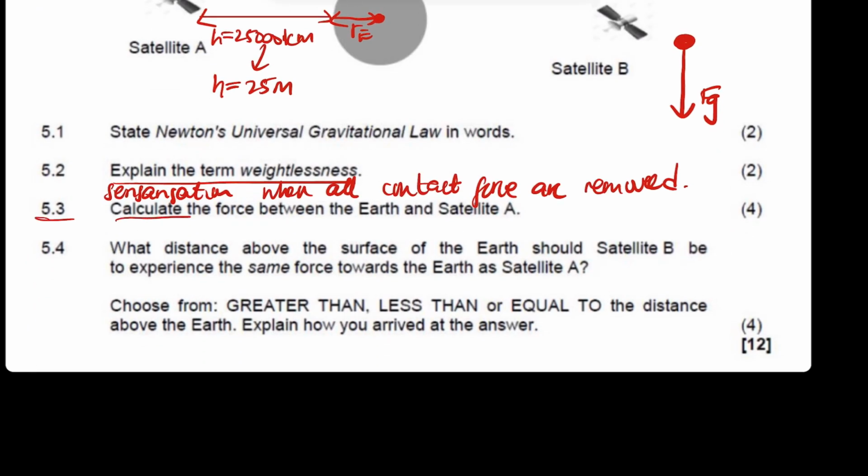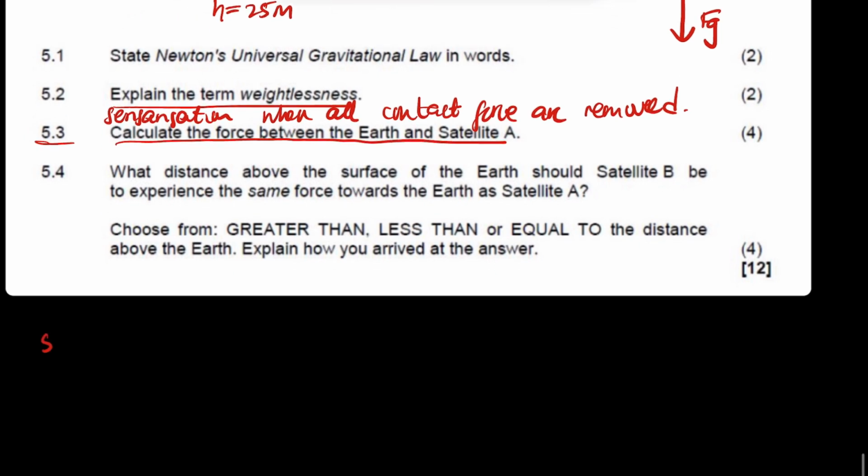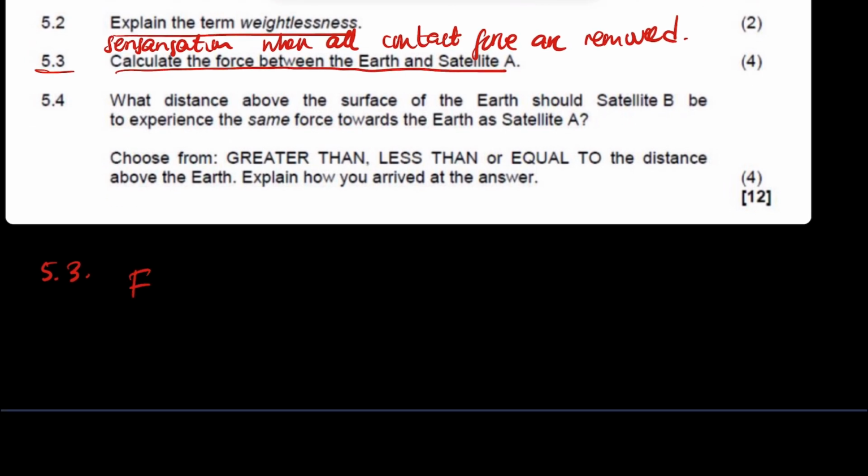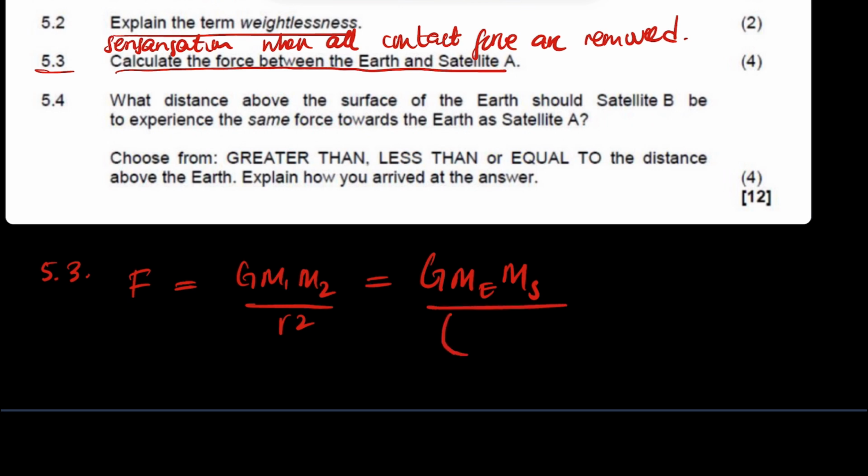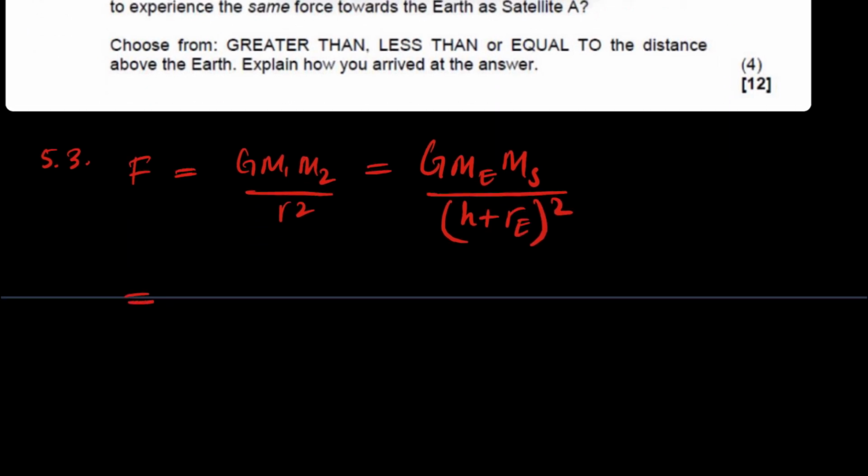Now 5.3 says calculate the force between the Earth and the satellite A. The force between the Earth and satellite A is the gravitational force, so F is equal to G mass 1 times mass 2 over r squared. So G times the mass of the Earth times the mass of the satellite over r, remember it's going to be the height plus the radius of the Earth, squared. Very important. I'm going to write that there.